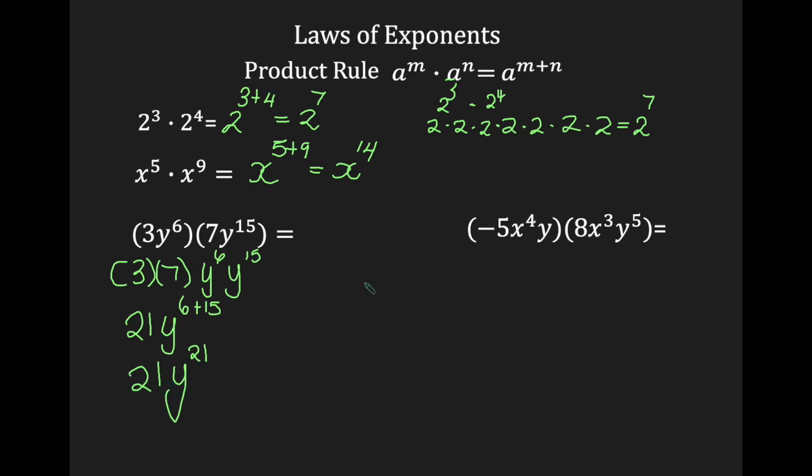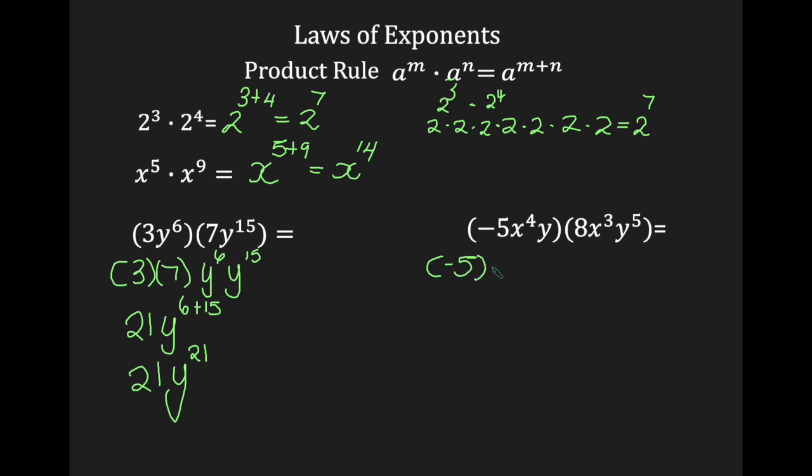Let's try that again. Now, sometimes they might add more than one variable. So here I have x and y's. So I have negative 5, x to the 4th, y. And I'm multiplying by 8, x to the 3rd, y to the 5th. Now remember, the negative 5 and the 8 are your coefficients. So they're going to multiply each other.